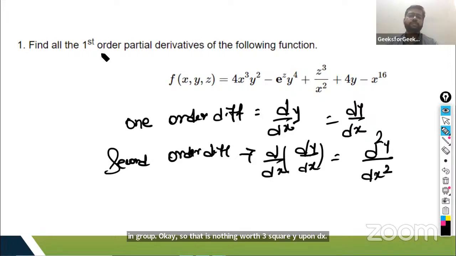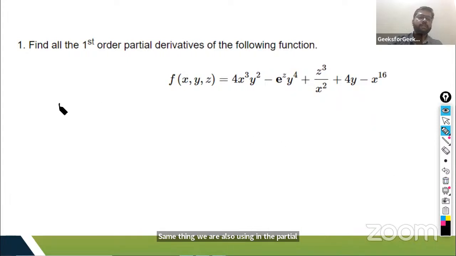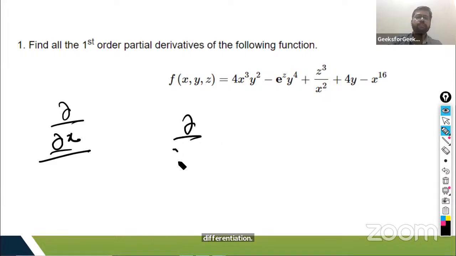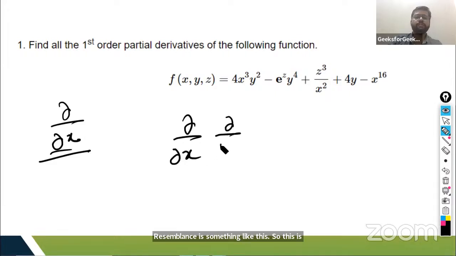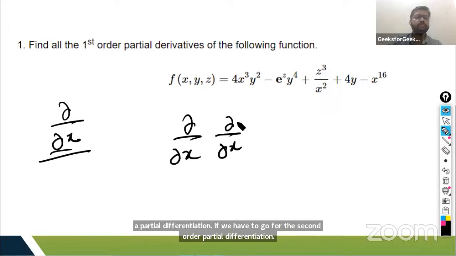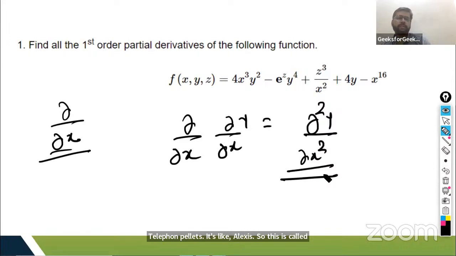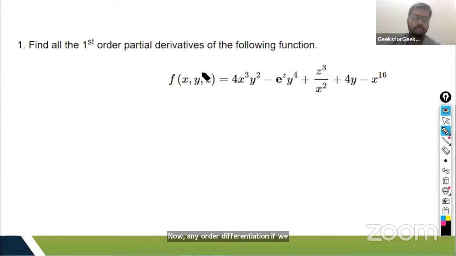The same thing we are also using in partial differentiation. I believe you all remember the partial differentiation notation is something like this. So this is first order partial differentiation. If we have to go for the second order partial differentiation, it's del upon del x into del, that is del square y upon del x square. So this is called second order partial differentiation. Now, for any order differentiation we are doing, here it's given as f of x, y, and z.